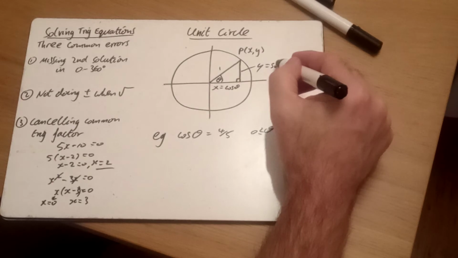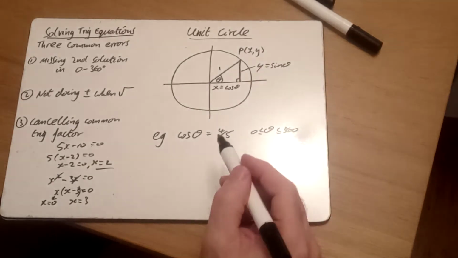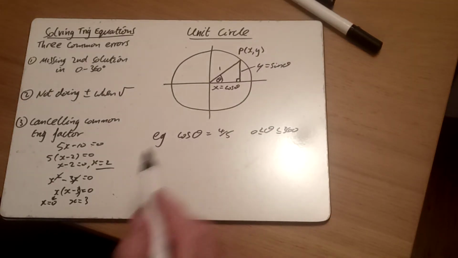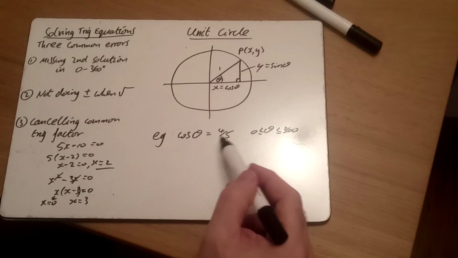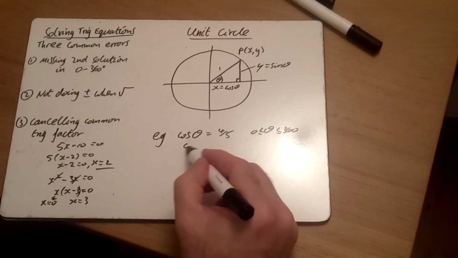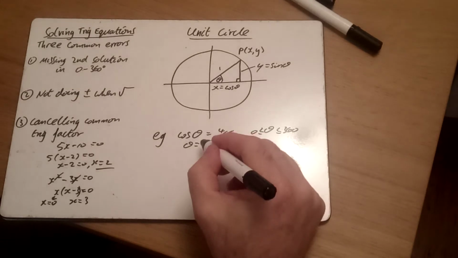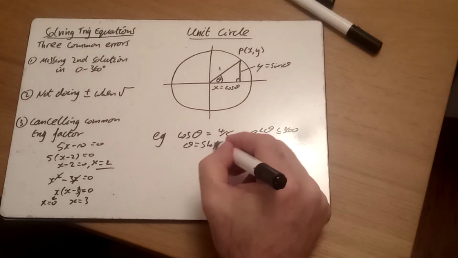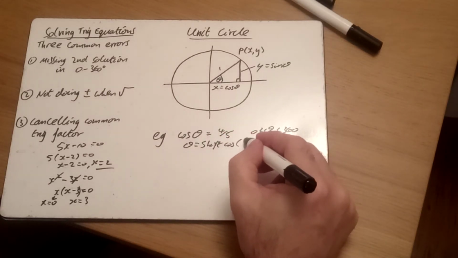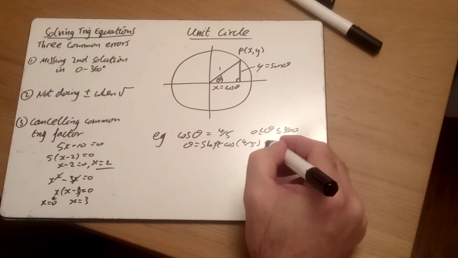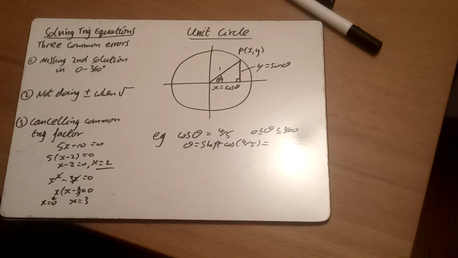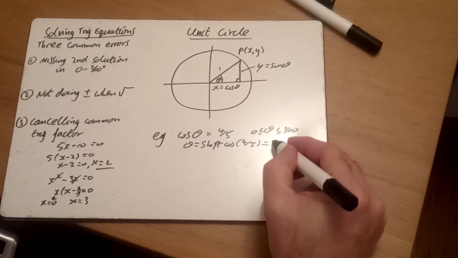Sine is opposite over hypotenuse. If the hypotenuse is equal to 1, y is sine theta. So for example, if I'm going to solve cos theta is 4/5, my calculator will give me one answer and one answer only. So I get my calculator, I press my buttons, shift cos 4 divided by 5 equals 36, rounds to 36.9.